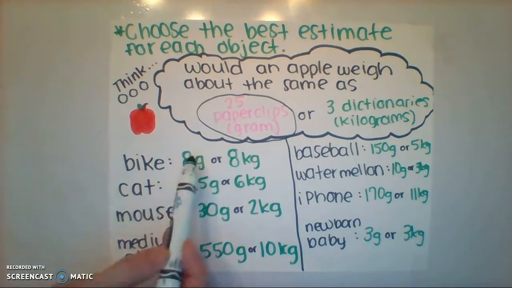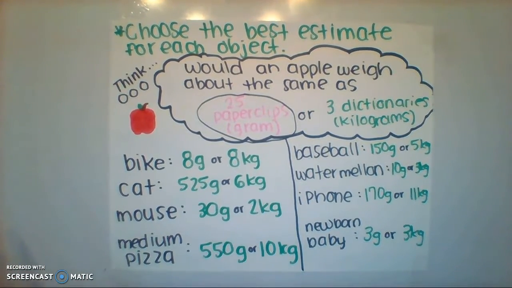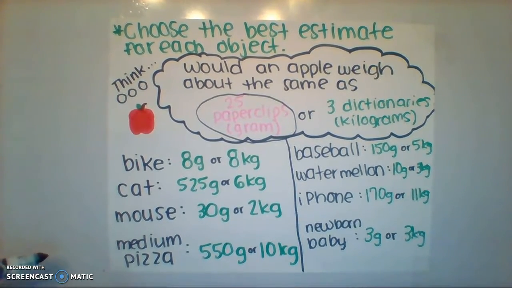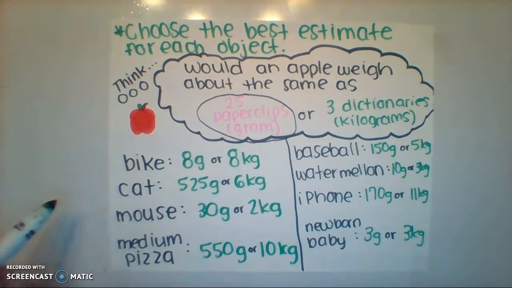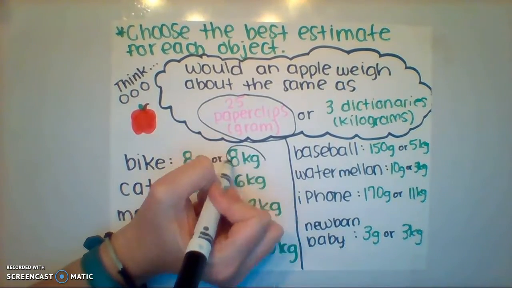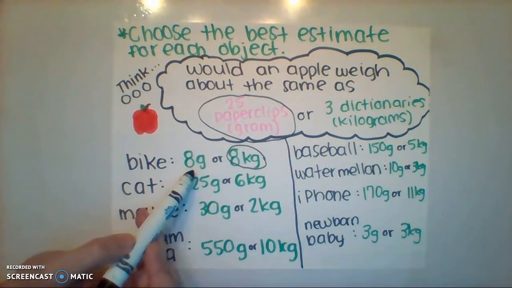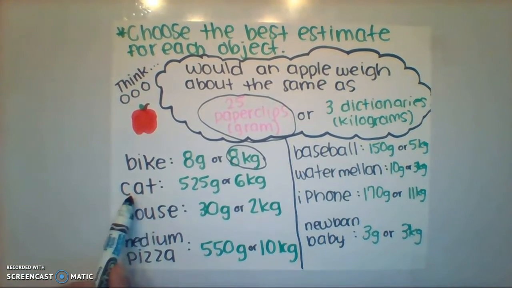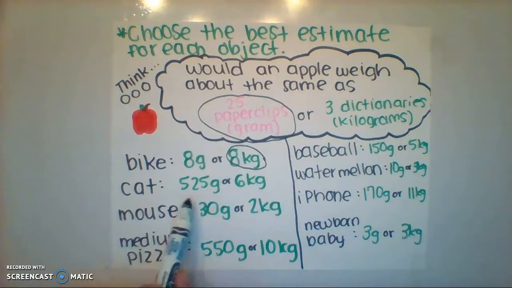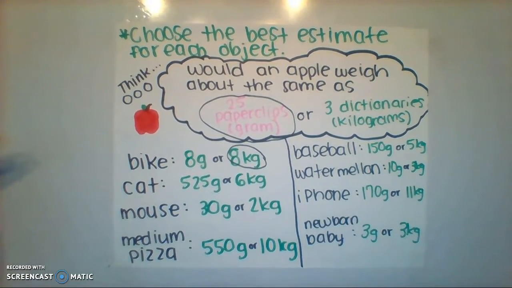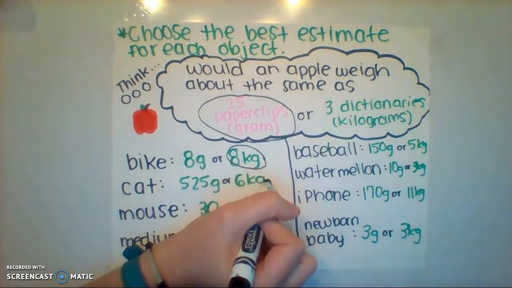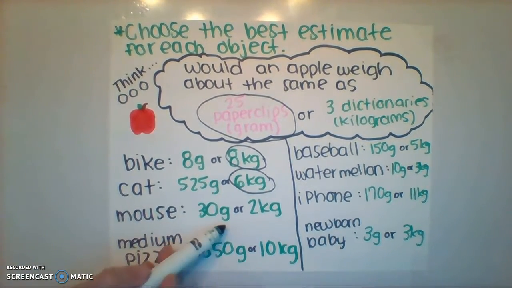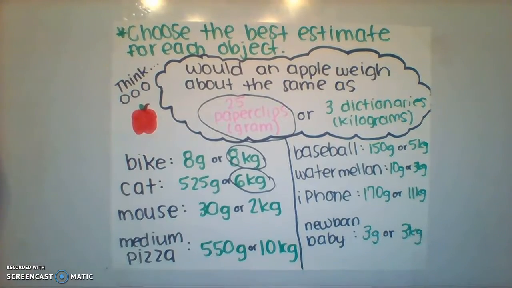We have a bike. 8 grams or 8 kilograms. Remember, stop after each so that you can do some thinking and then hit play when you're finished. A bike would be 8 kilograms instead of 8 grams. That would be only 8 paper clips in your hand. We know that a bike weighs more than that. What about a cat? 525 grams or 6 kilograms? That would be 6 kilograms. And a mouse, 30 grams or 2 kilograms.